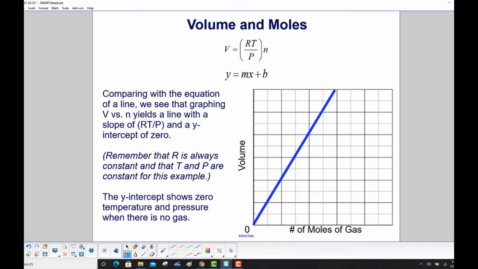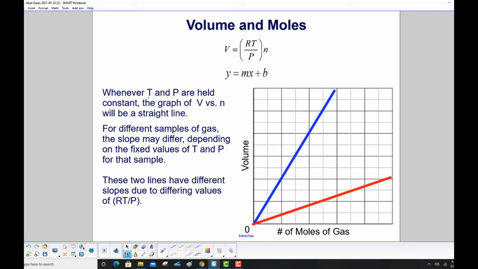Once again, we'll compare with the equation of a line, and here's our V as a function of T, P, and n. We see we have a slope of RT over P, that's inside the parentheses, and a y-intercept of 0. Remember once again, R is always constant, and that T and P are constant for this example. The y-intercept shows 0 volume when there is no gas. So, whenever T and P, temperature and pressure, are held constant, the graph of volume versus number of moles, here's volume, here's number of moles of the gas, will be a straight line.